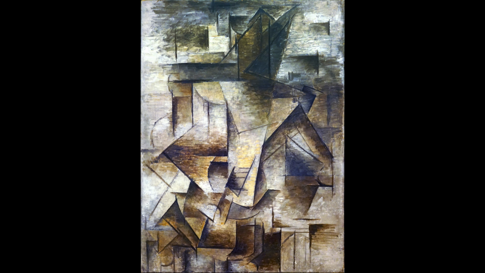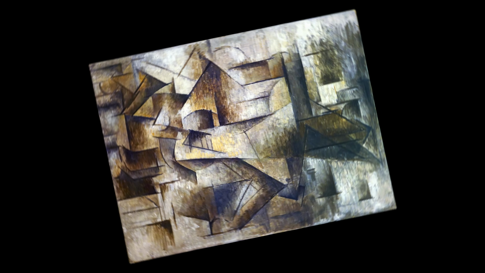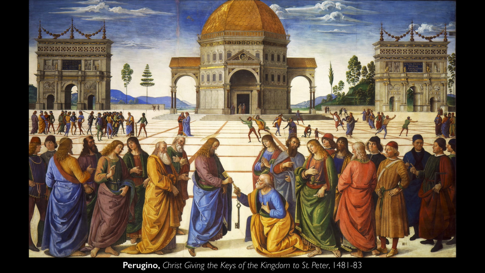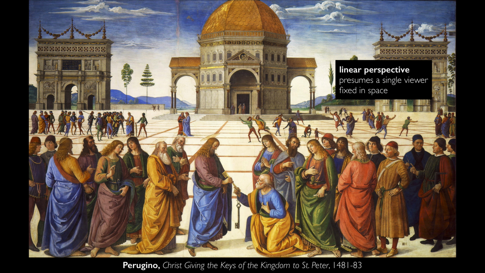We see circles that intersect. But it's so abstracted that if we oriented it as if it were a landscape, we might expect to see the rooftops of a village instead of a man holding a guitar. The fundamentals of perspective that governed Western painting for so long supposed a single viewer fixed in front of a work of art and showed us that view.